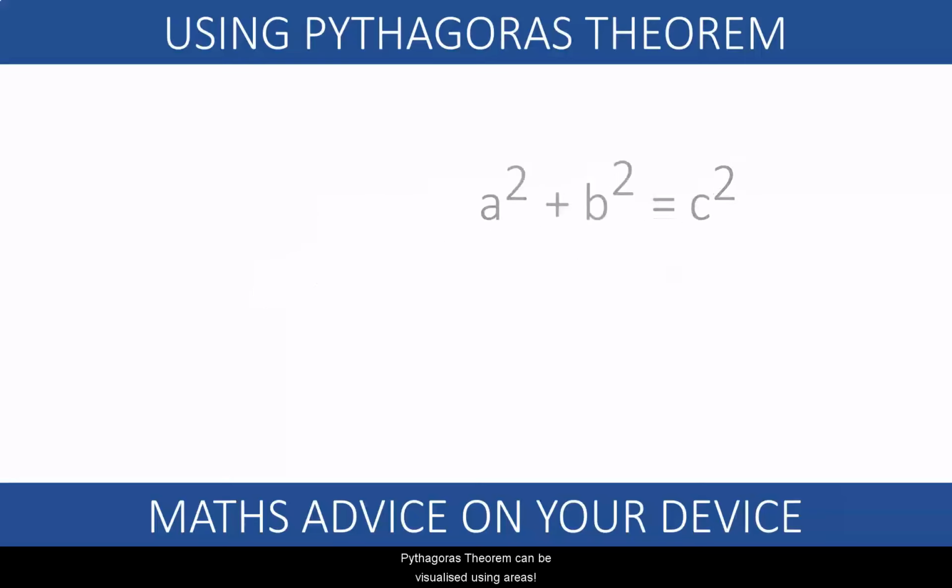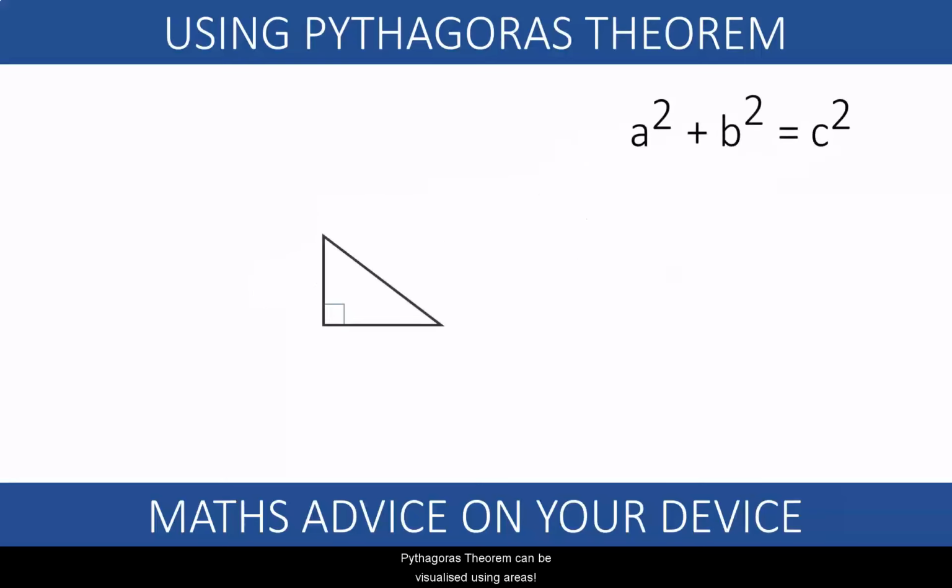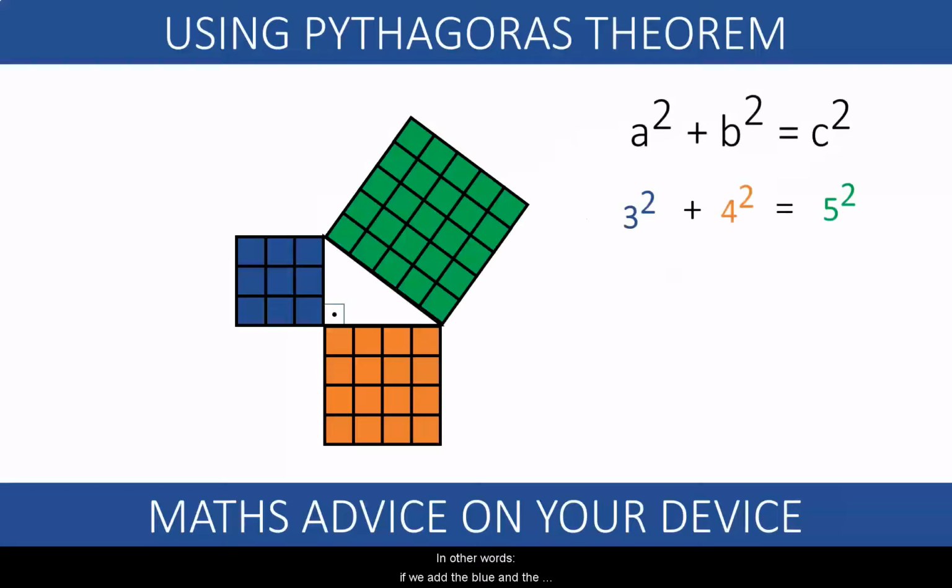Pythagoras' theorem can be visualized using areas. In other words, if we add the blue and the orange areas, we will obtain the green area. 3 squared plus 4 squared equals 5 squared. In any right angle triangle, if we draw squares emerging from the 3 sides, we'll find out that the sum of the smaller squares equals the big square.